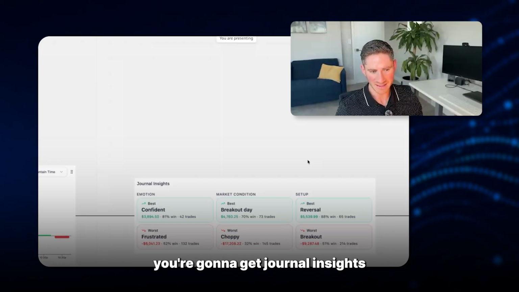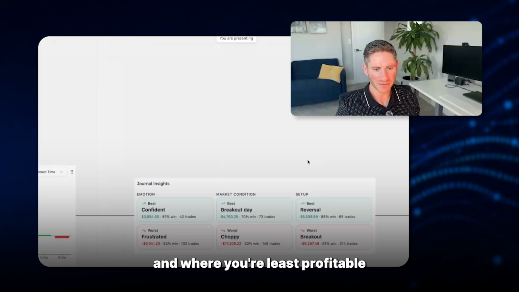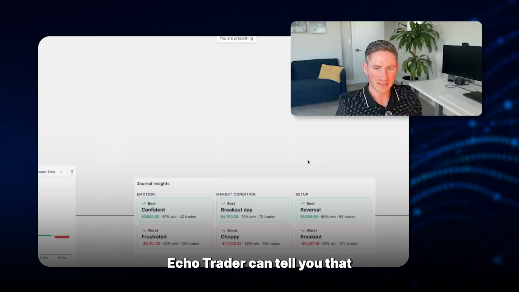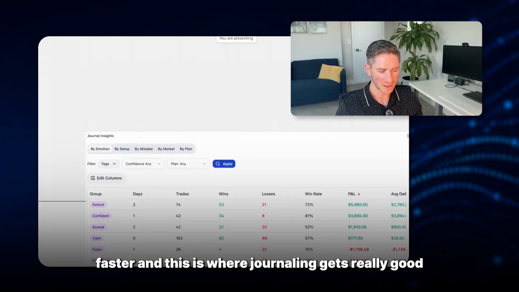You're gonna get journal insights that tell you exactly where you're most profitable based on your confidence, your emotions, and where you're least profitable. So if you're feeling those types of emotions for that day, Echo Trader can tell you that, and then you can recognize those faster and level up your trading faster. And this is where journaling gets really good.